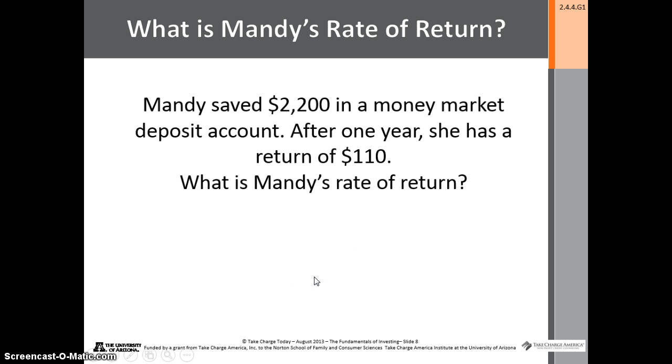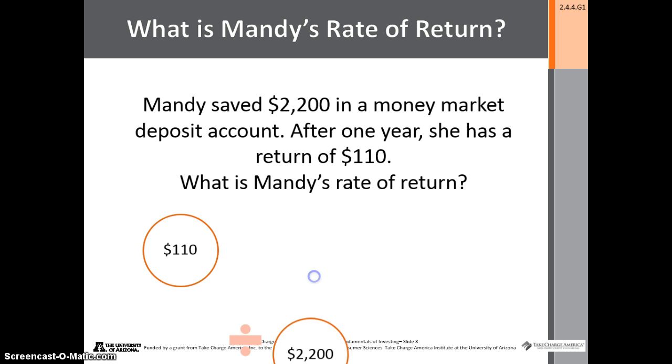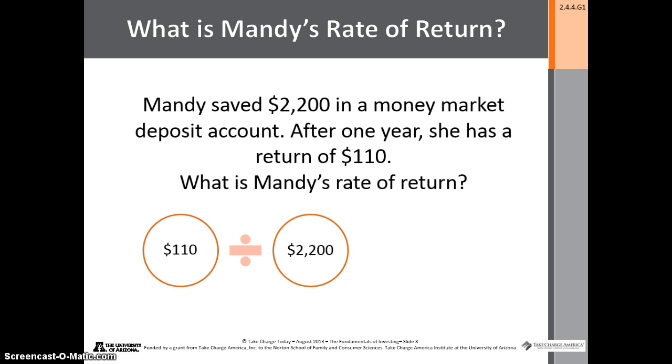Remember, our formula is our total return, which is 110, divided by the amount we invested, which was $2,200, and that gives us 0.05. In the calculator it's 0.05, but when you move it to percent, we move the decimal back to the right, so that is a 5% rate of return. You may want to take a second and make sure you know how to do that in the calculator.